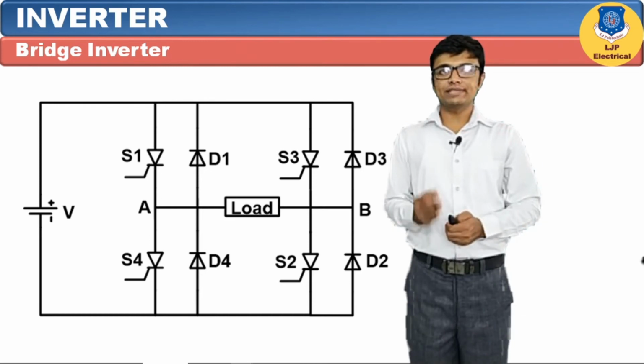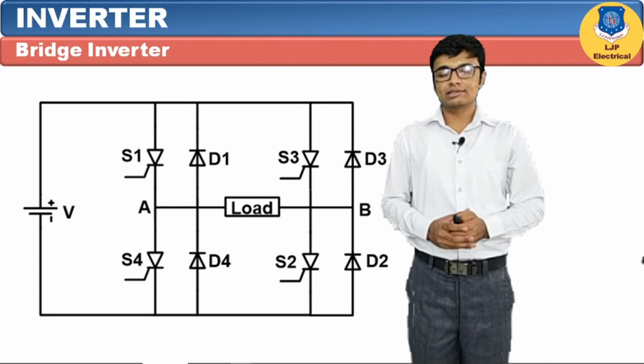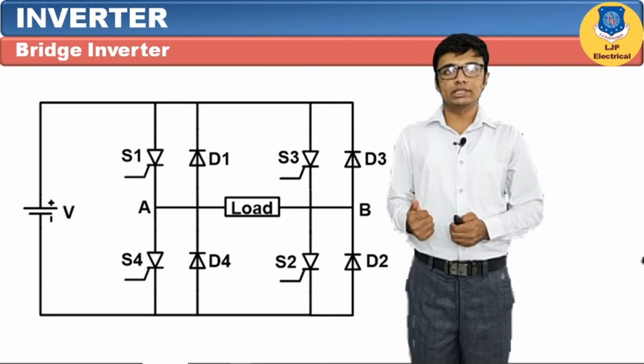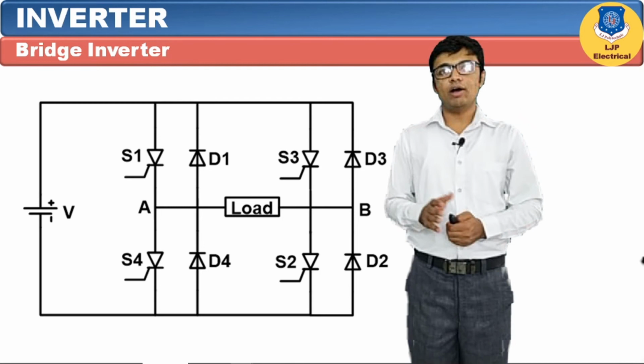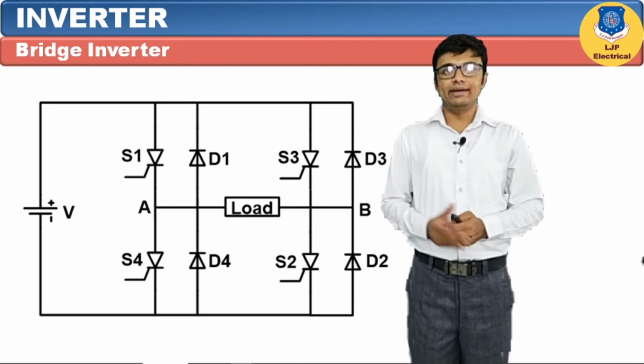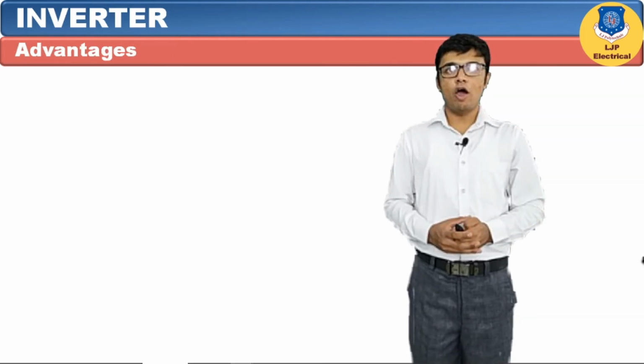Now to generate the negative half cycle, we have to trigger thyristors S3 and S4 such that current will flow from the positive to S3 to the load to S4 and come back to the negative. Hence we will get the negative half cycle in the output. At the same time the inductor is going to store its energy, and the inductor energy will be dissipated by diodes D1 and D2 into the supply. Let's see advantages of inverter.